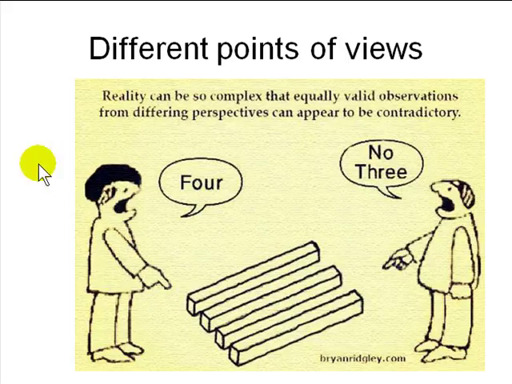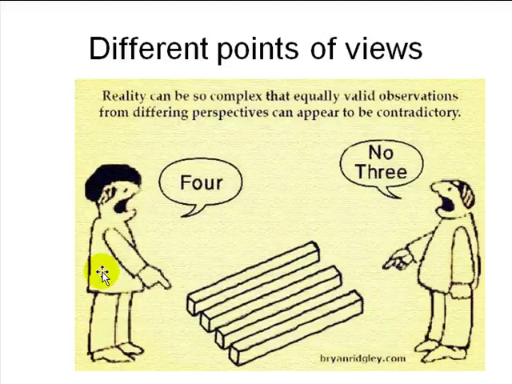So let's look at the different points of view. Reality is so complex that the same event can appear differently to different people from different points of view. For example, in this cartoon we see there are 4 sticks on the left side, and there are 3 sticks on the right side. Of course, this is an optical illusion, but the idea is clear.